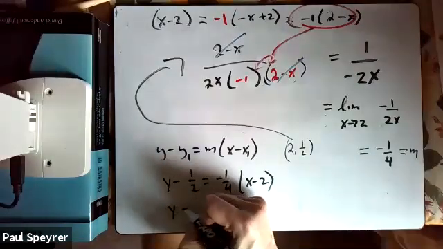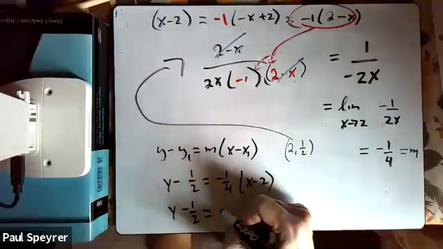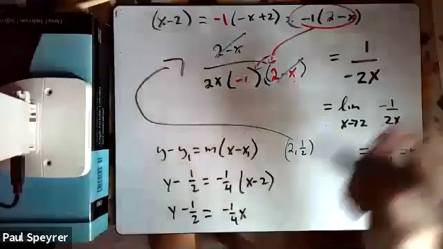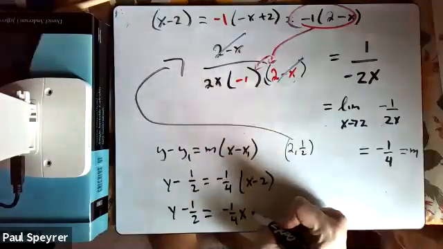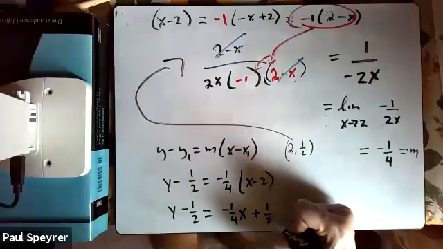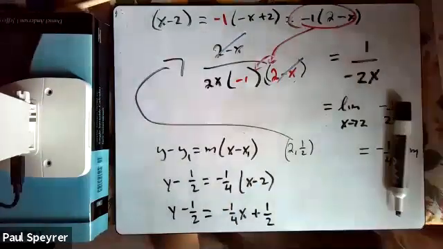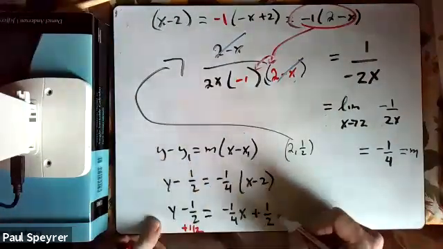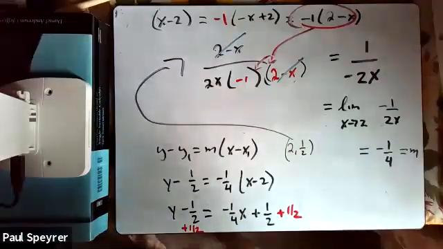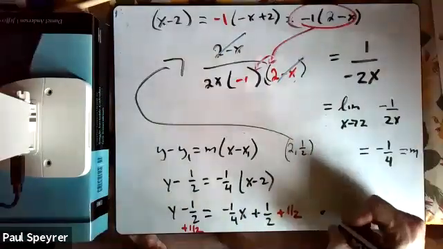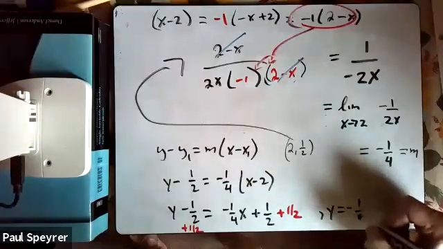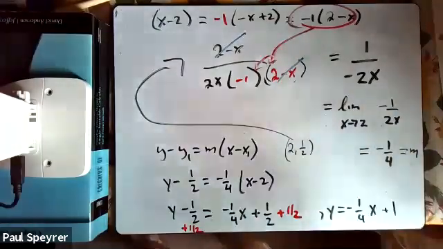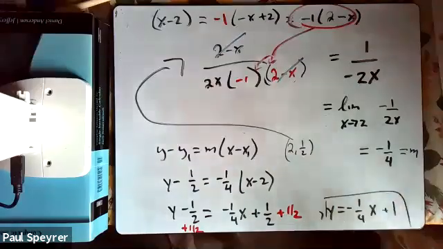Now we have y minus 1/2 equals negative 1/4 x. What's 2 times negative 1/4, sorry, negative 1/4 times negative 2? That is a positive 1/2, like that. And then we're gonna add, right? Add this 1/2 to both sides. So we get y equals negative 1/4 x, and then a half plus a half, that's easy, right? That's just 1. So there's your answer.